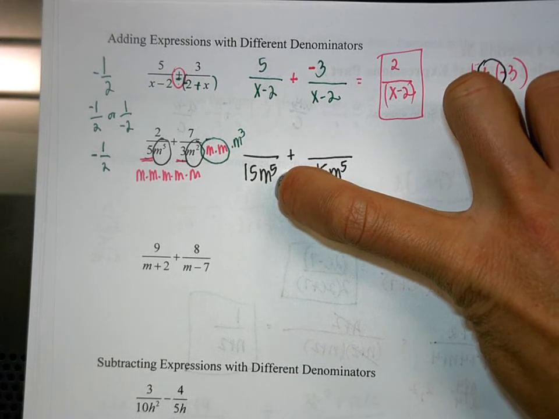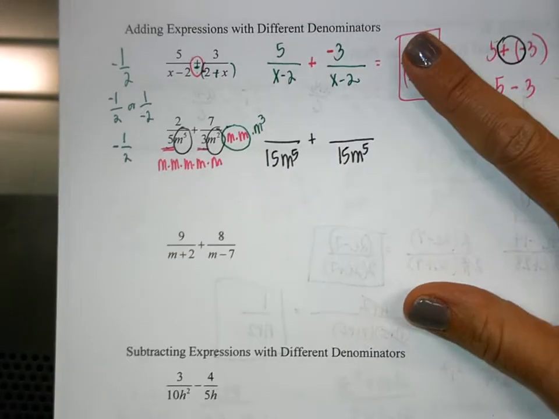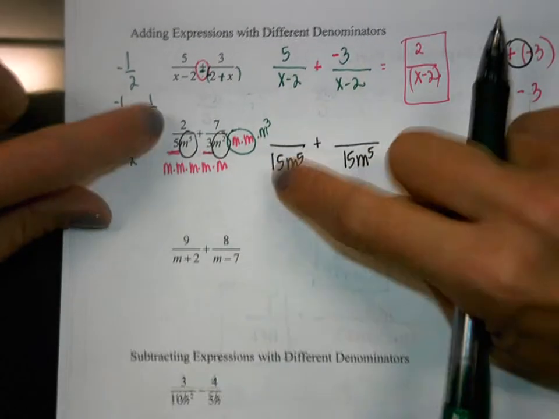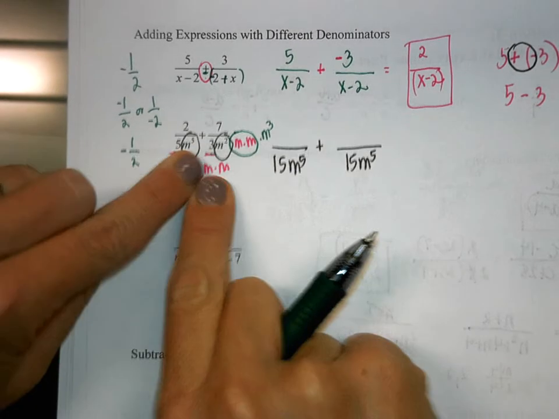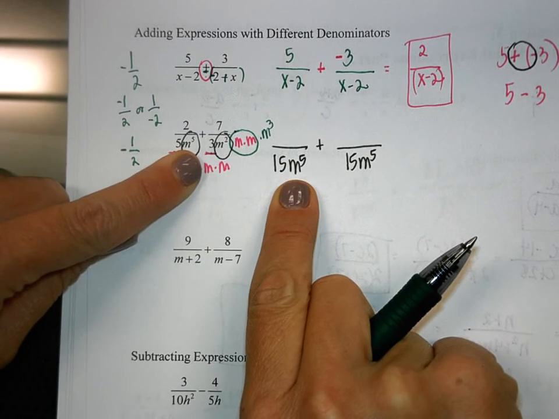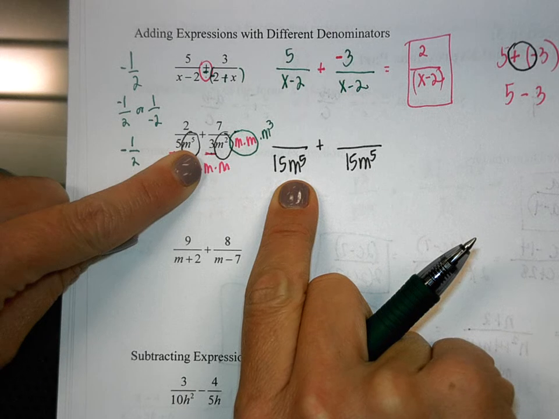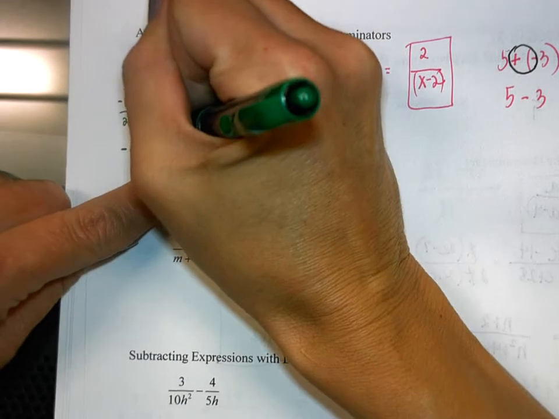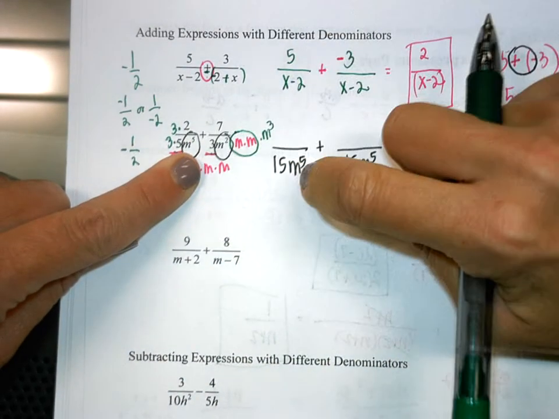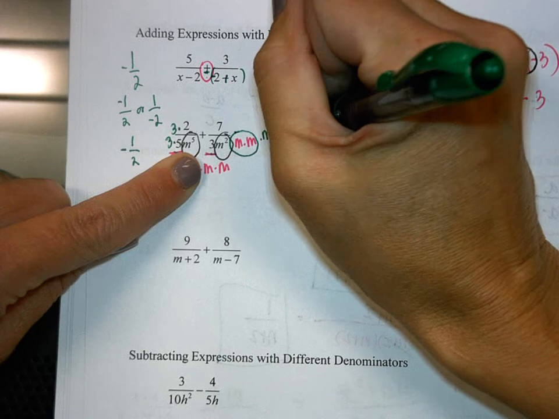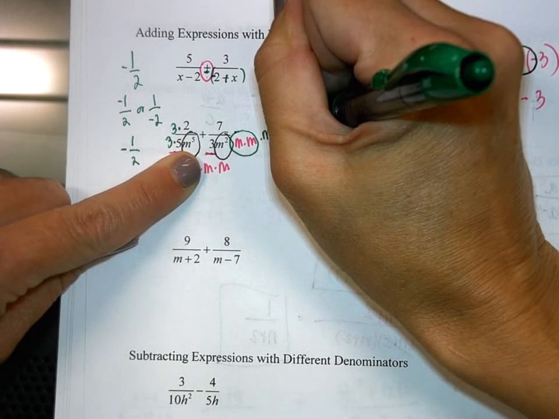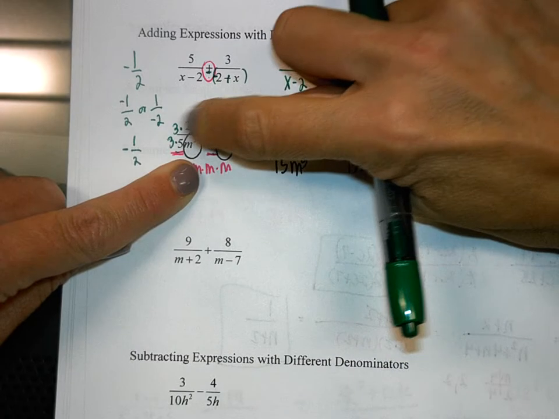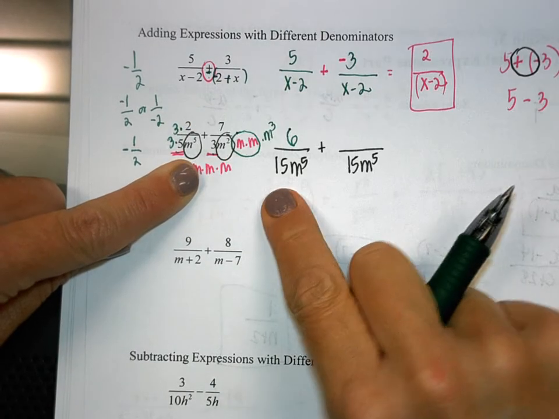And so what I always do is, and I have a whole bunch of stuff written already over here, but what would I need to do to 5m to the 5th in order to make it 15m to the 5th? What would I need to do to that? Multiply by 3. And so I have to multiply 3 to the top and the bottom over here. And so 3 times 2 makes 6. Okay, and so all I did was I had to multiply the bottom by 3 in order to make it the 15m to the 5th.